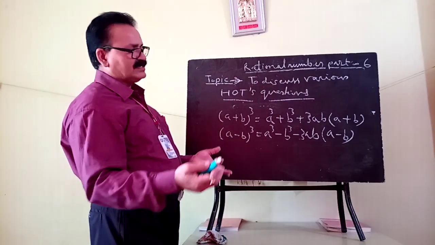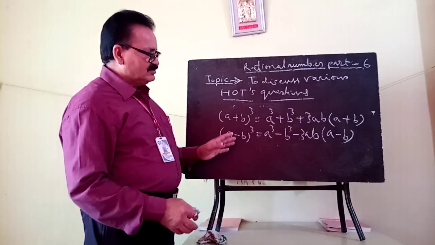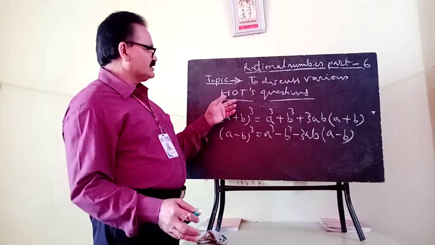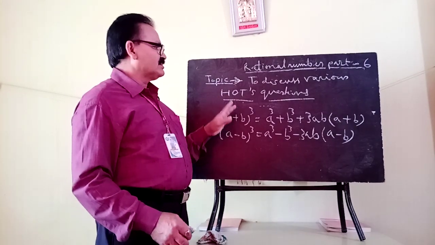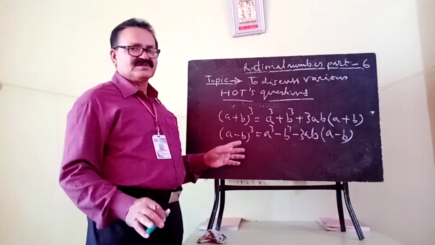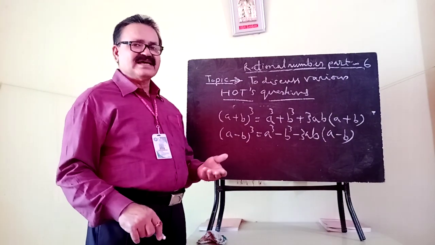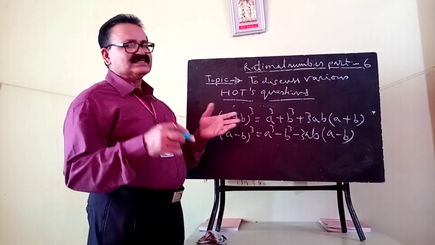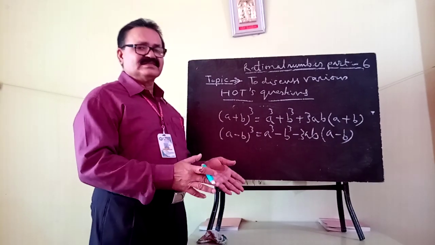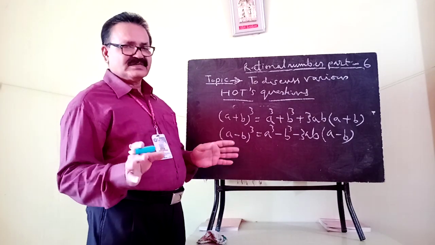Now instead of b you can write 1 upon x also, and accordingly you will use these formulas in solving questions related to HOTS, that is, high order thinking skill questions. You also have to remember that while rationalizing the denominator, if a plus b is given in the denominator, you have to multiply by a minus b. If a minus b is given in the denominator, you have to multiply a plus b in both numerator and denominator. Okay, is it clear?